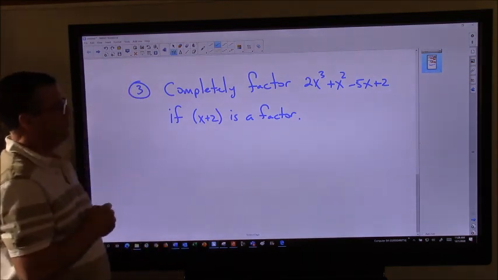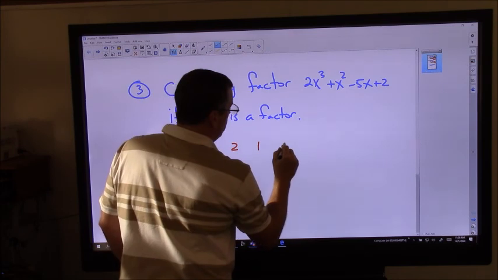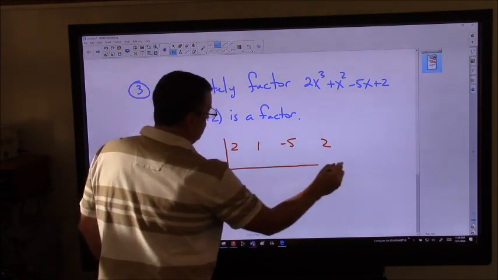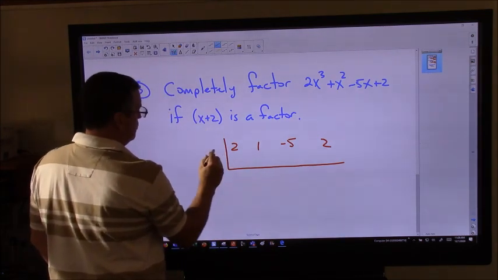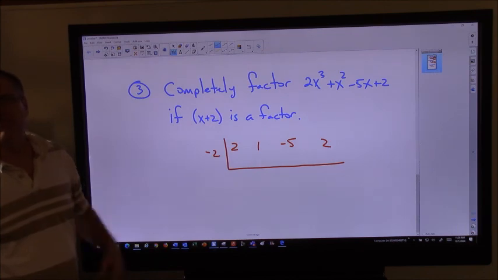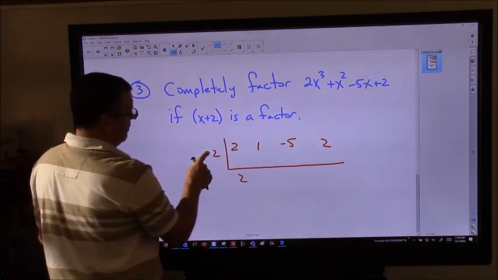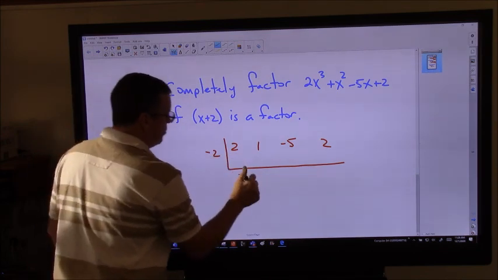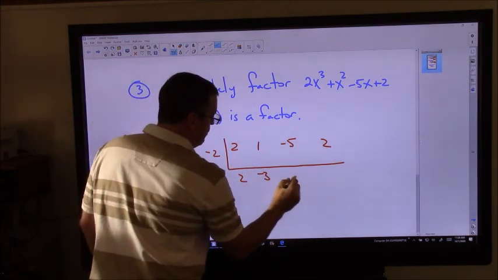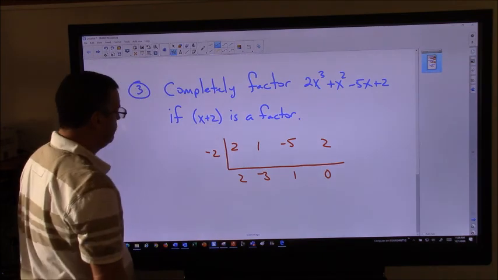Well, let's see, if I do synthetic division, the numbers I have here are 2, 1, -5, and 2. And I'm going to do synthetic division with -2. And I think for this one, these numbers are easy enough that I'll just go ahead and do all this in my head. I'll bring the 2 straight down. And so then if I multiply, I get -4. Add it to 1, I get -3. And then a +6 minus 5, that's 1. And then a -2 plus 2, that's 0.